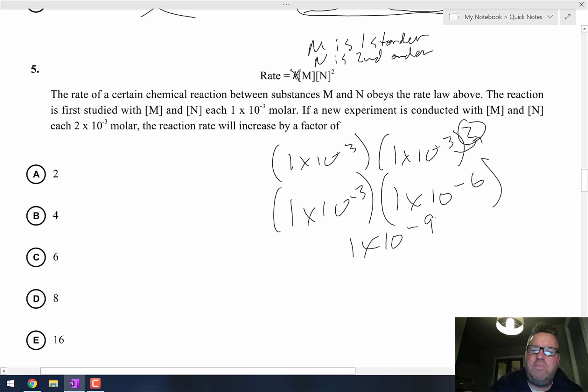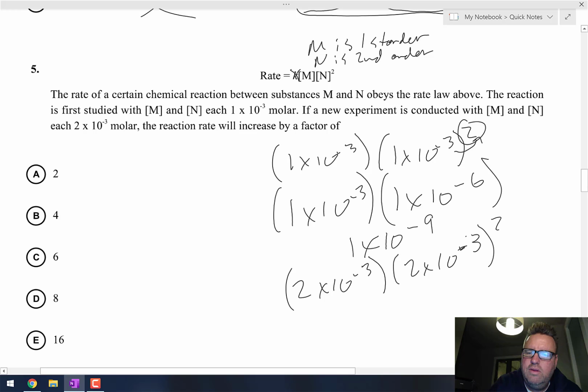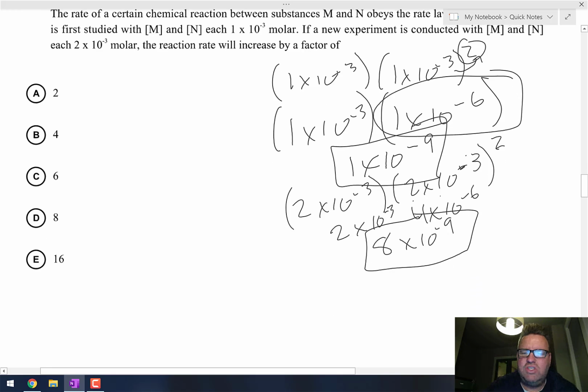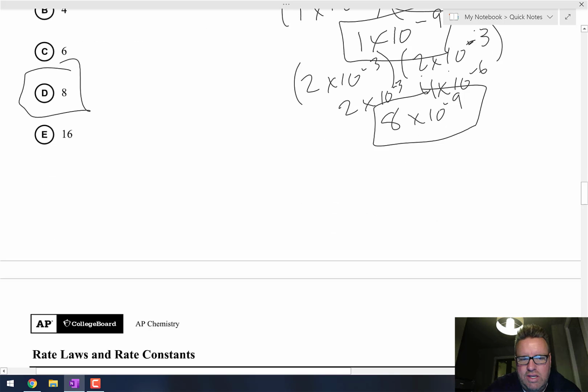When you do the same thing with 2 times 10 to the minus 3rd times 2 times 10 to the minus 3rd squared, then it becomes, again, 4 times 10 to the minus 6th. So this one here becomes 4 times 10 to the minus 6th. And this is obviously still 2 times 10 to the minus 3rd. 2 times 4 is 8 times 10 to the negative 9th. So it goes from 1 times 10 to the negative 9th to 8 times 10 to the negative 9th. And certainly when that happens, obviously that number is 8 times greater. So you're increasing by a factor of 8. So D is the correct response.